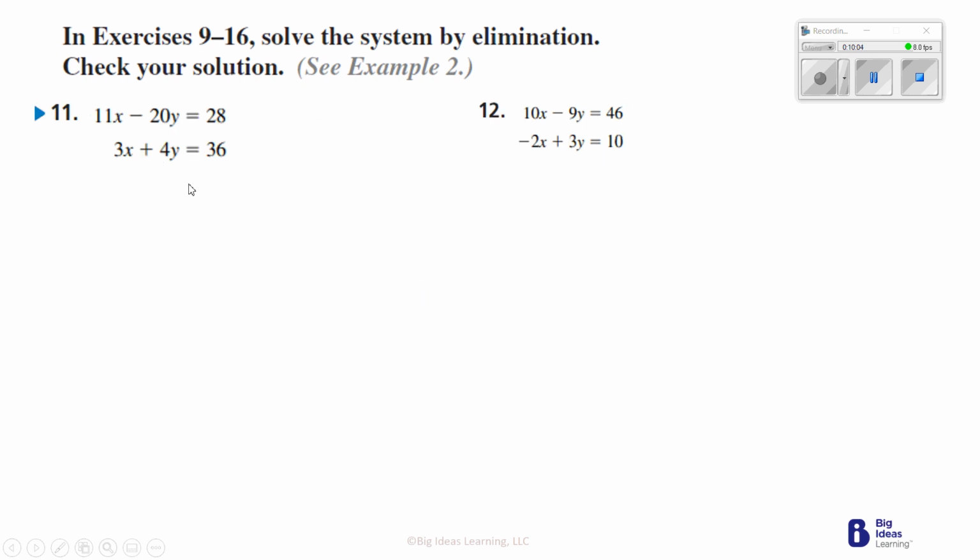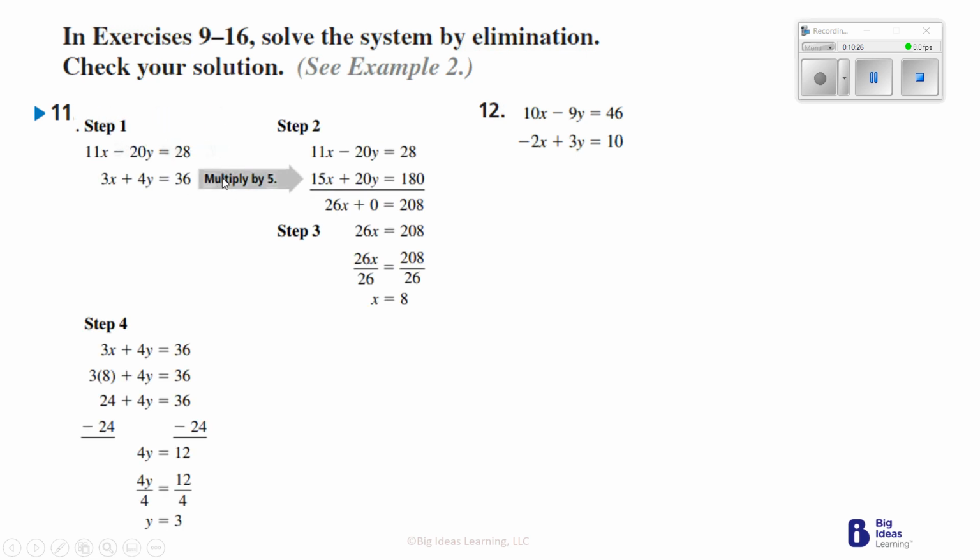On this one, I see that I've got 11x minus 20y equals 28. I also have 3x plus 4y equals 36. Now, if this was me, I think I would multiply everything on this bottom by 5, because then I would have a positive 20y over here. Let's see what they did. Look at that. They multiplied by 5, just like I said.